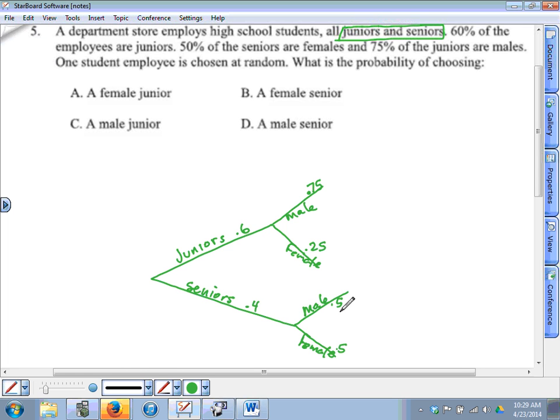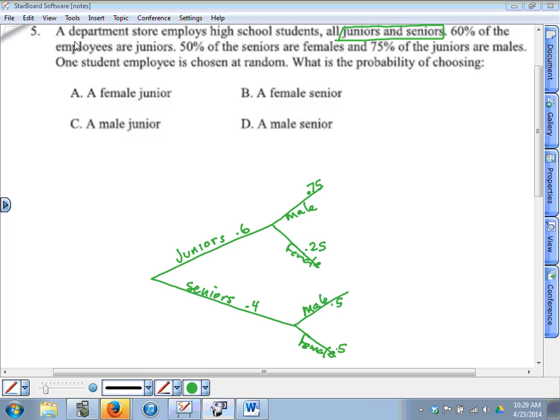So one student employee is chosen at random. Take a minute and see if you can do question 5, A, B, C, D. Those are all "and" probabilities. It has to be both a female and a junior, or a female and a senior. And means what, you guys? Multiply. And means multiply. So just follow the branches and multiply as you go.